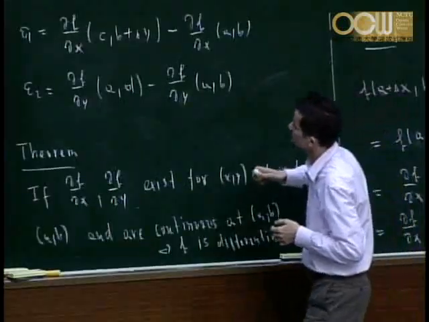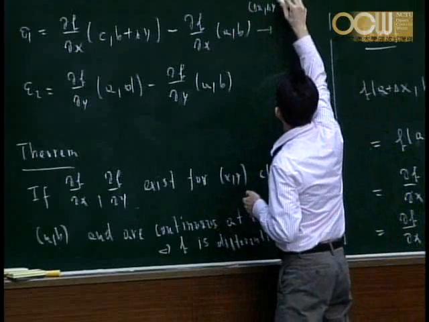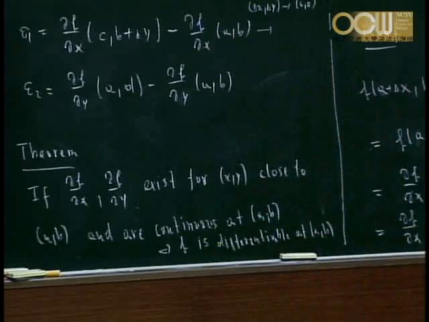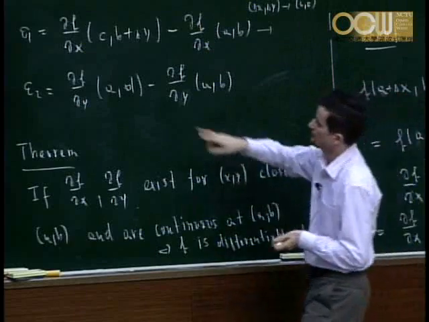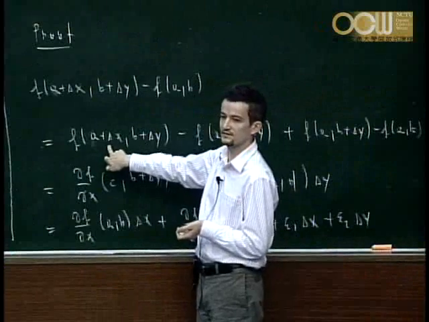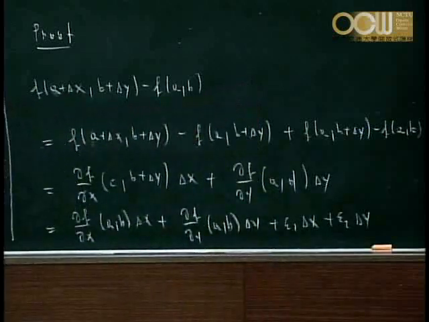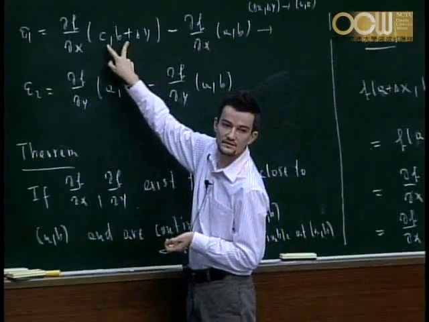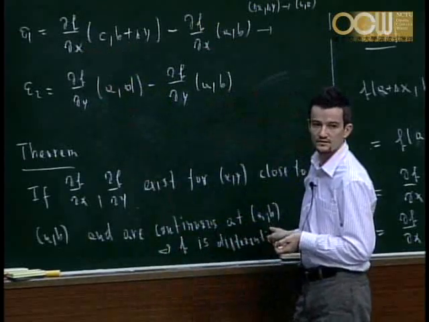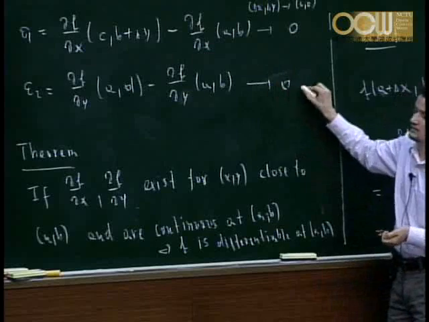And now, if delta x and delta y tend to (0, 0), what happens with this point here? c is between a and a plus delta x. If delta x goes to 0, c is moving to a, and this point is moving to b. So this point is moving to (a, b). But I assume that this function is continuous, so this difference must go to 0. And the same here. Okay, finished.